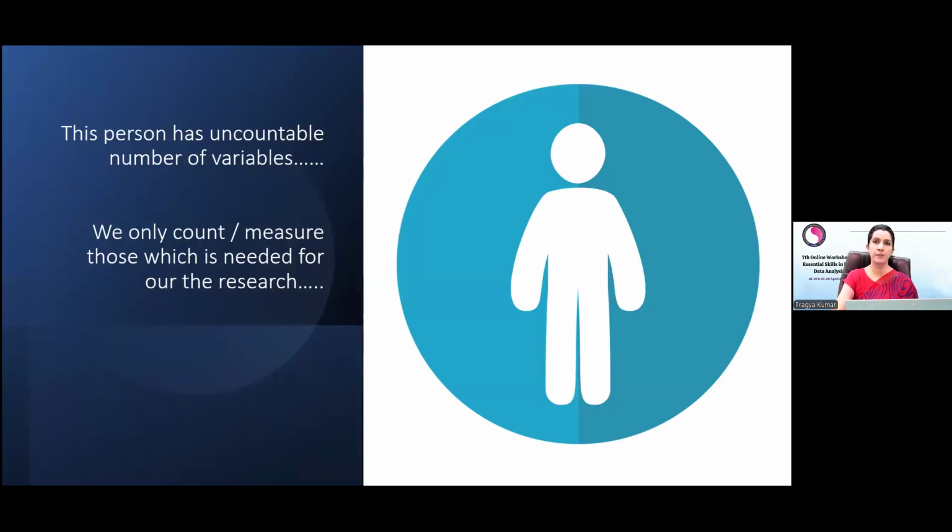A person has an uncountable number of variables, but what do we measure? Variables which are important for us. And how do we know that they are important for us? That means they are in line with our research question, our objective or our aim. So it depends on our research, and we'll measure only those variables which are needed for us.